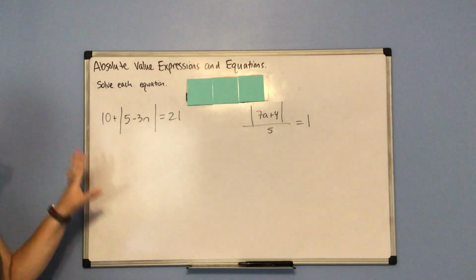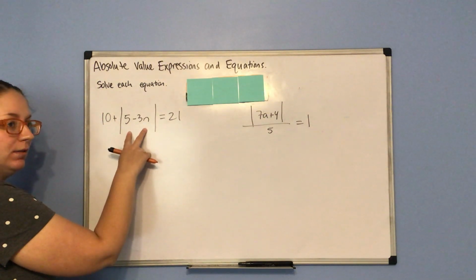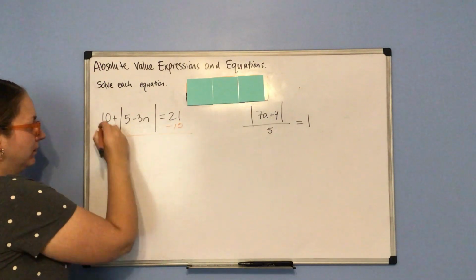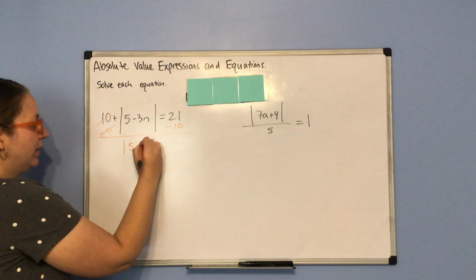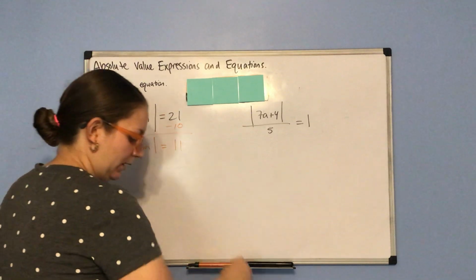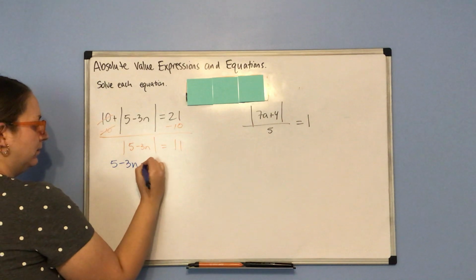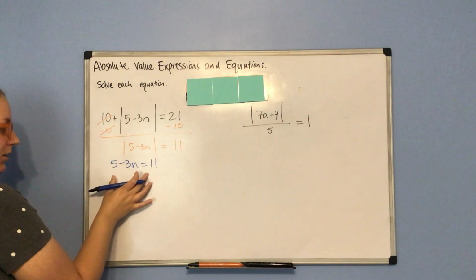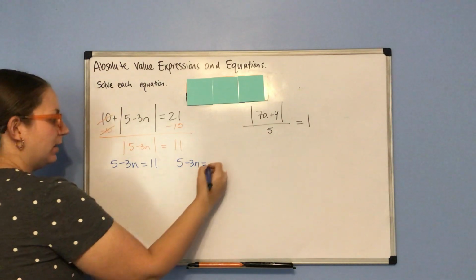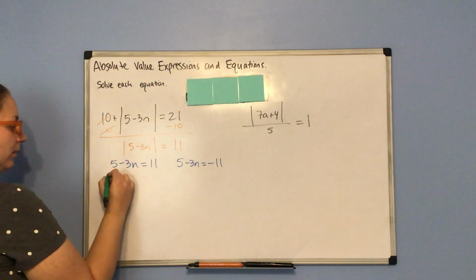Once again, we want to get rid of anything that's outside of the bars first. I have 10 plus absolute value stuff. To undo adding 10 to something, I subtract 10 from both sides. I'm left with absolute value stuff equals 11. Now I split into two equations. First one looks exactly like this, just without the absolute value bars. For the second one, just turn that into a negative 11. Now we solve them both.